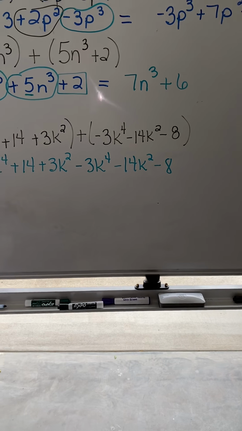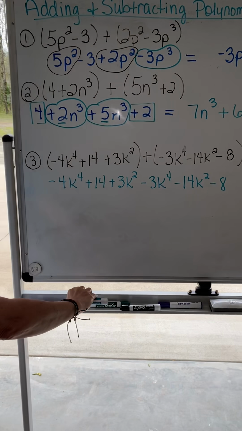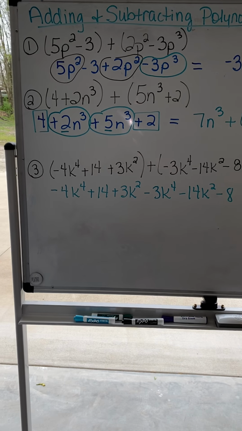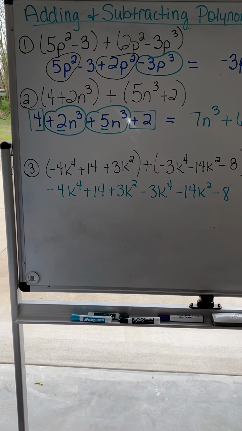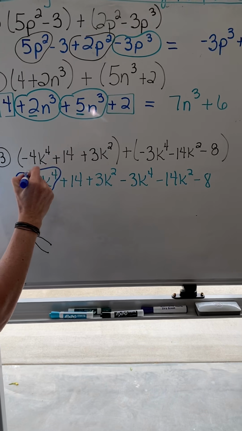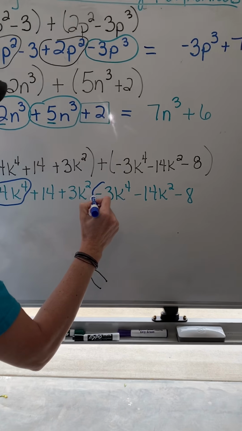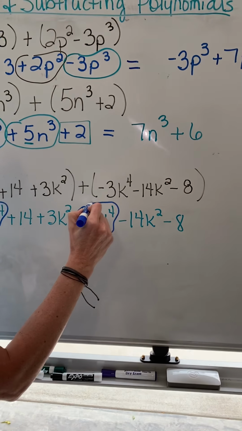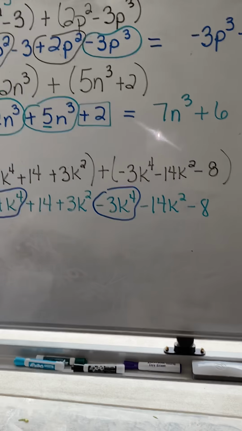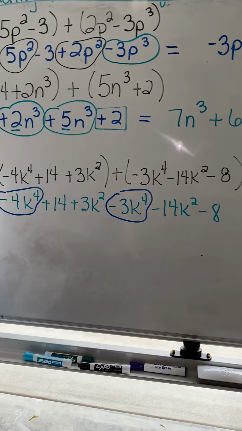So all I did was just rewrite all of those without the parentheses in them. I'm going to scan through and look for my highest exponent, which is going to be to the fourth. So I have this term that has an exponent of 4, and I have this term that has an exponent of 4. You're going to combine those together by combining your coefficients together.